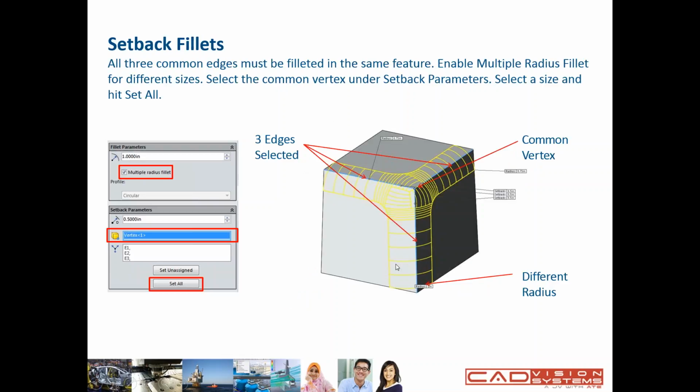Okay, so how does it basically work for setback fillets? There are 3 edges you need to select. Then after that, you tell the system to select the common vertex, which is shown over here. Then you apply the value for the vertex, and you apply a setback fillet over there. Okay, and for the 3 edges that you apply the fillet to, they can have different radius values that you're allowed to control. That is using the multiple radius fillet.